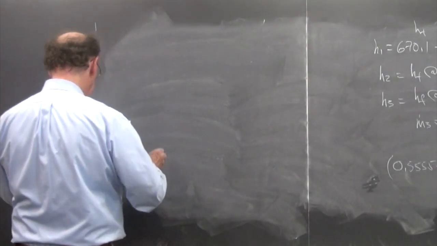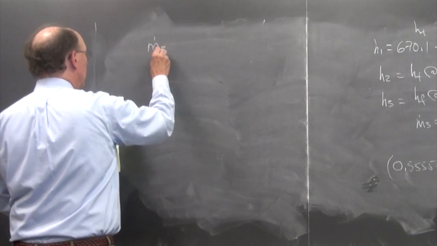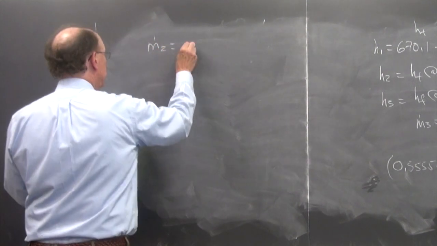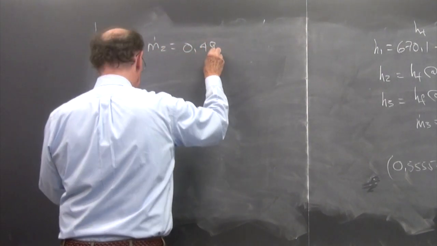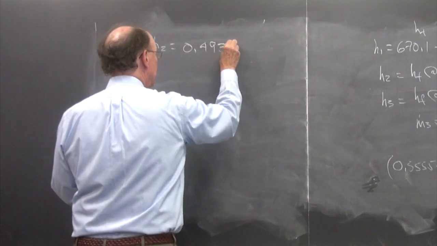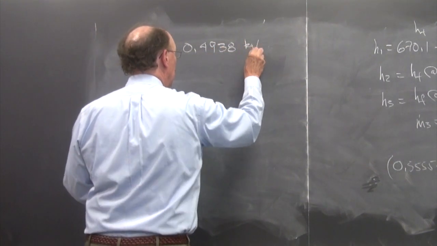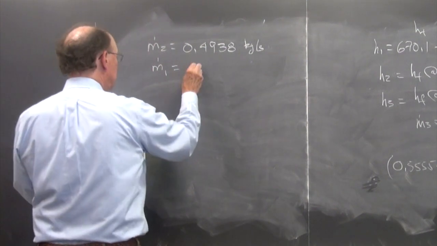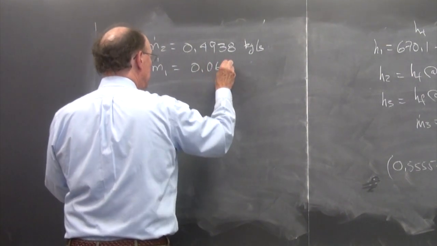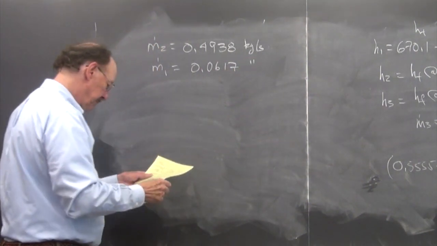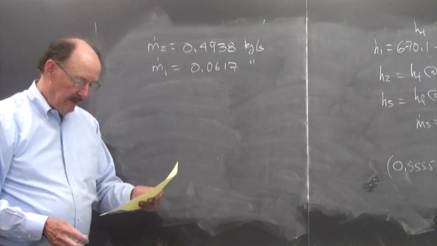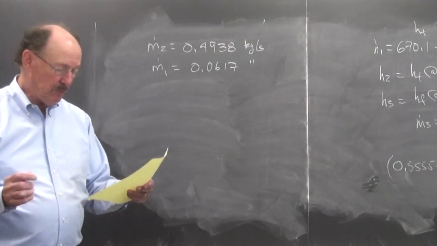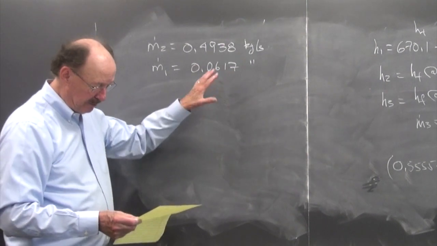So I solve for m dot 2, which is equal to 0.4938 kilograms per second, and m dot 1 is equal to 0.0617 kilograms per second. So this gives us the mass flow rates.